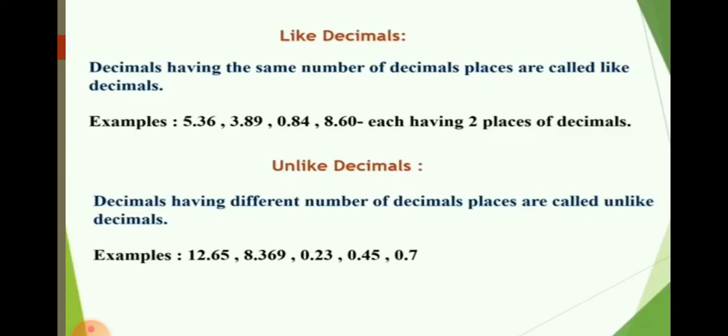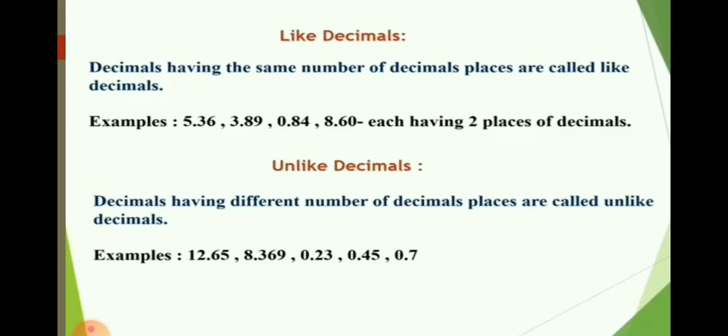Like decimals. Decimals having the same number of decimal places are called like decimals. Example, 5.36, 3.89, 0.84, 8.60. Now you can see in all these examples, there are 2 decimal places, or you can say there are 2 digits after decimal.